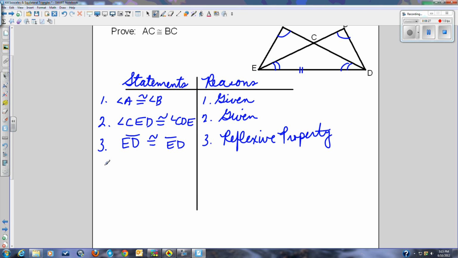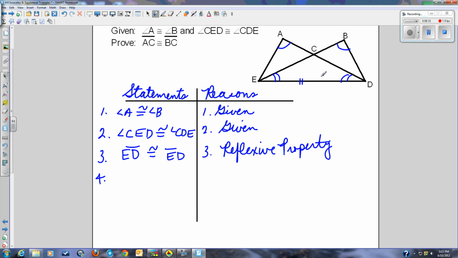Now next, we have that these triangles now have angle, angle, side, so they are congruent to each other. So triangle ADE is congruent to triangle BED by angle, angle, side.